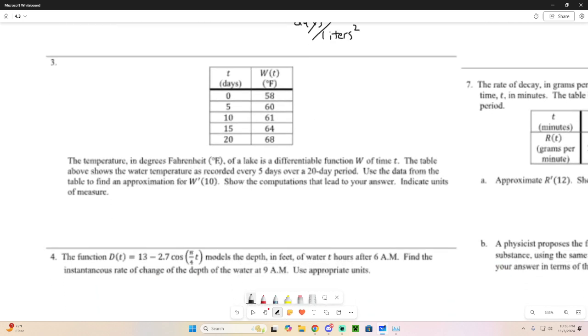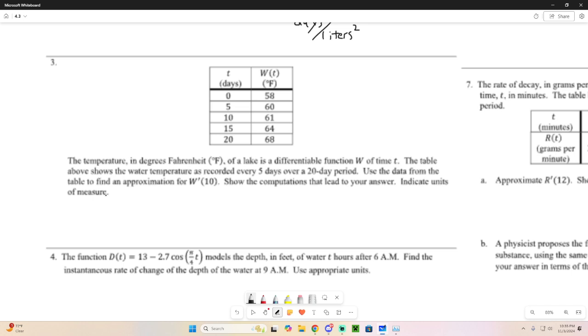The temperature in degrees Fahrenheit of a lake is a differentiable function, W of time t. The table above shows the water temperature as recorded every 5 days over a 20-day period. Using the data from the table, find an approximation of W prime of 10. Show the computations that lead to your answer. Indicate units of measurement.